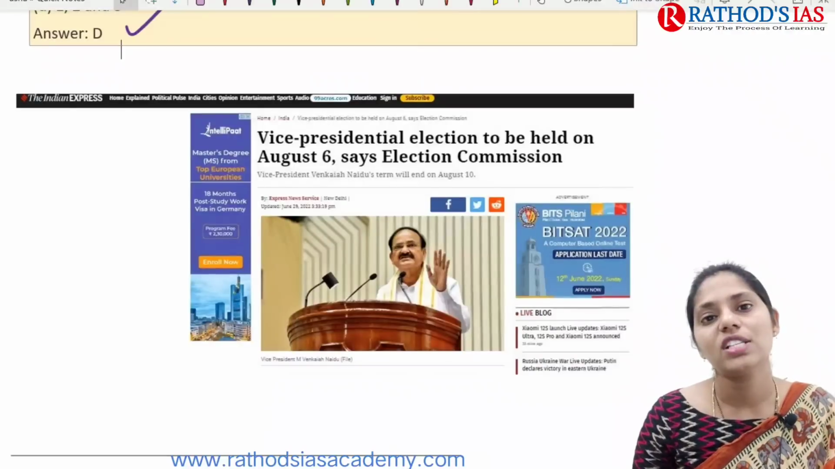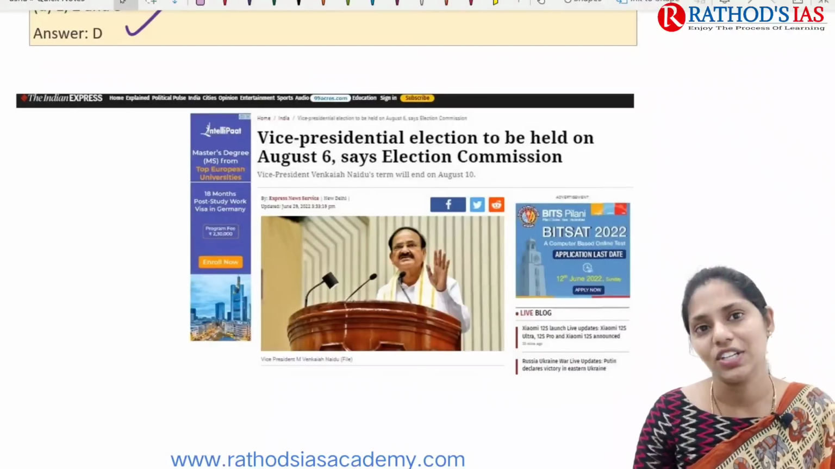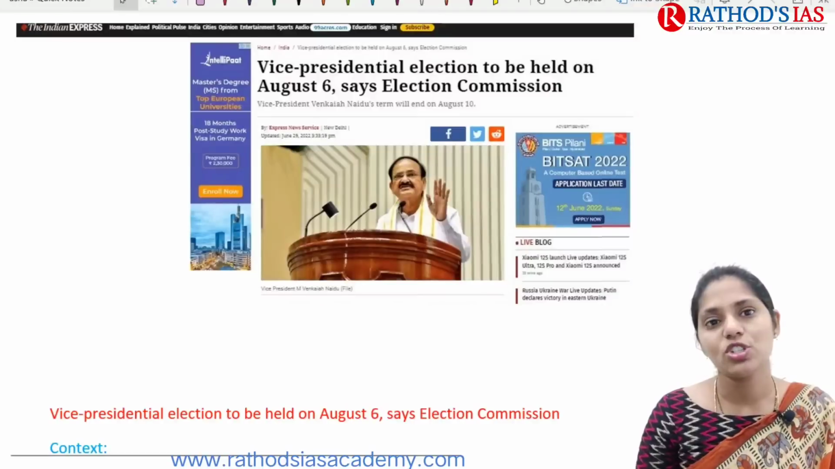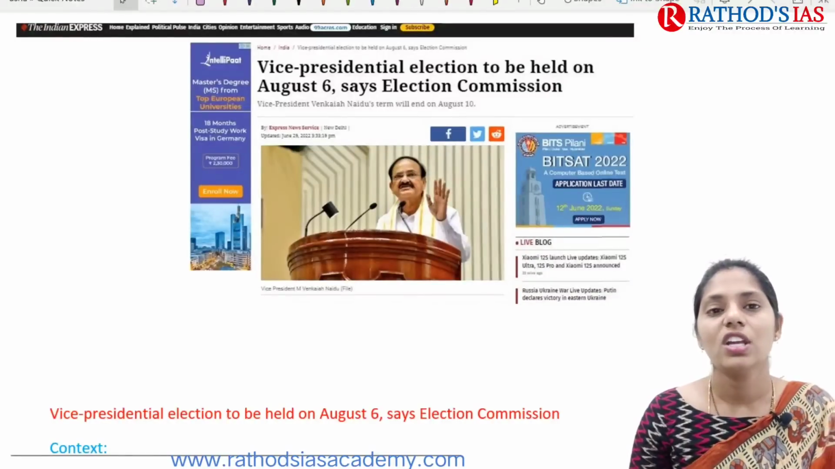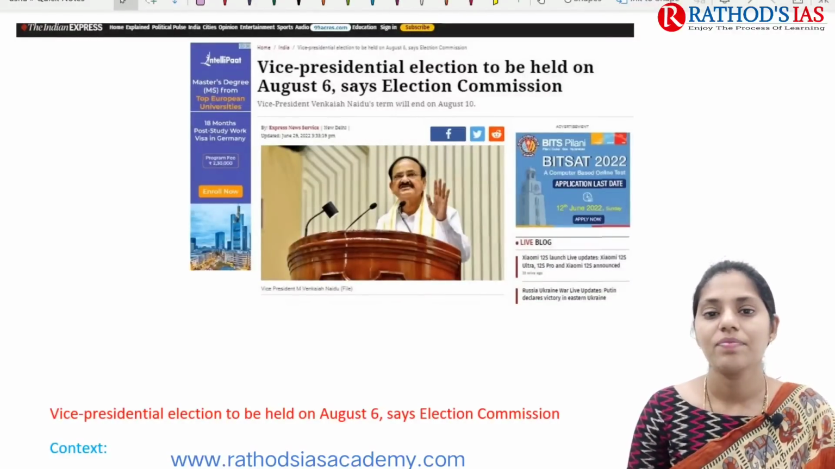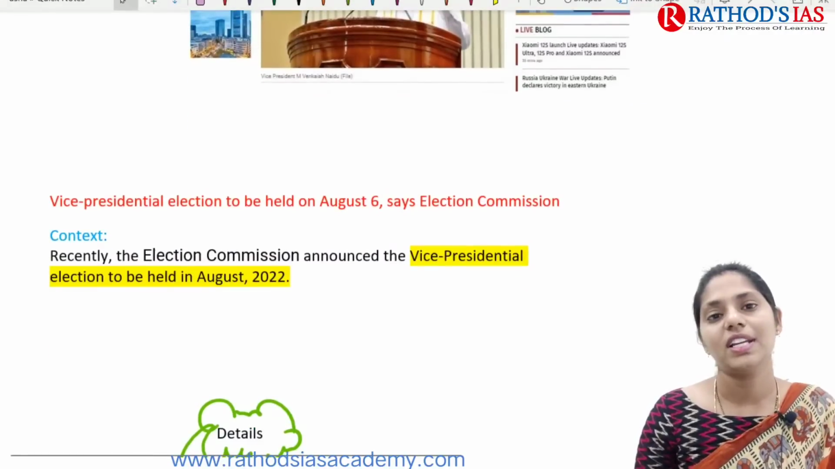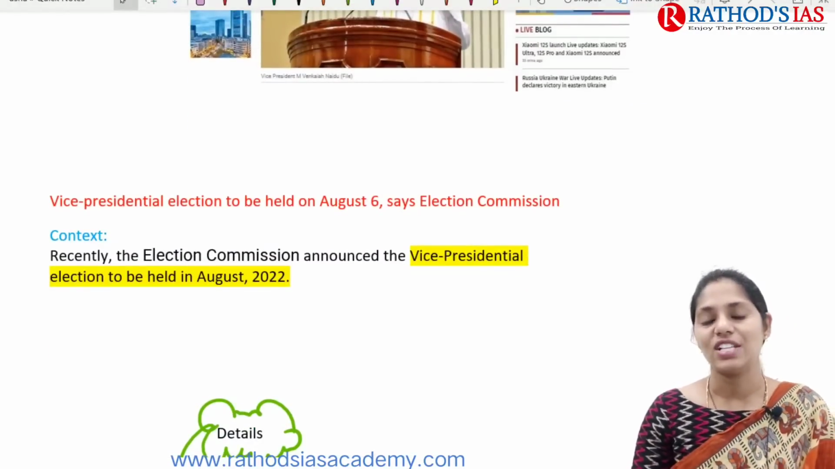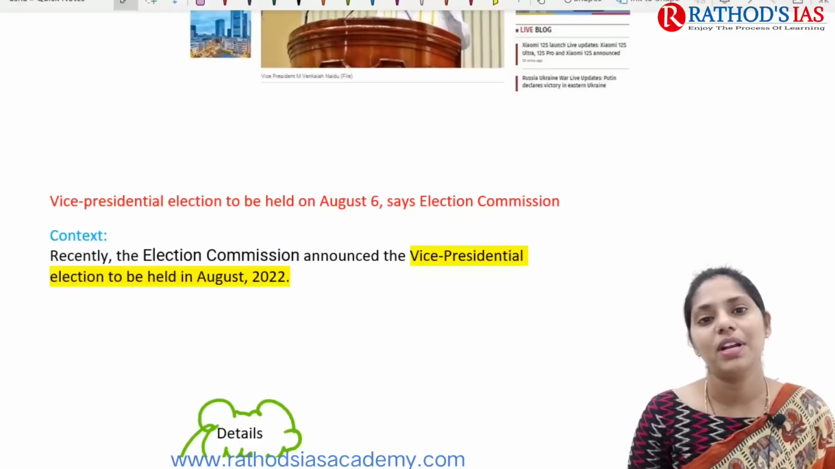And now let us see the next topic, which is regarding vice president elections. So the Election Commission of India announced that the vice president elections are going to be held on August 6th. Now let us see this topic in detail, and some basic facts regarding the vice president as well, as that might become a prelims question.